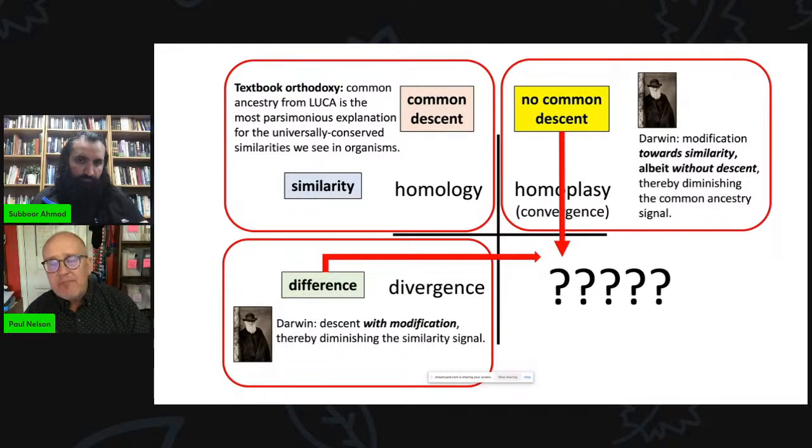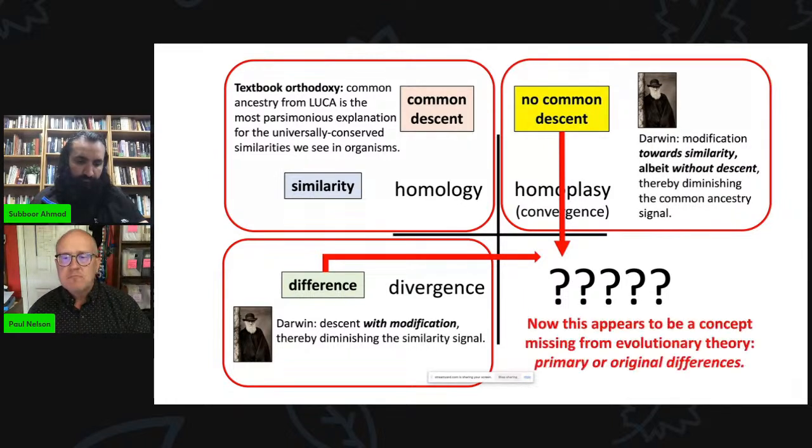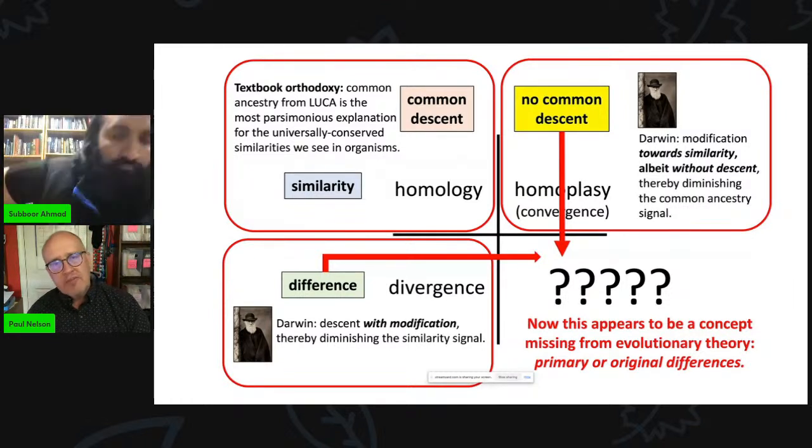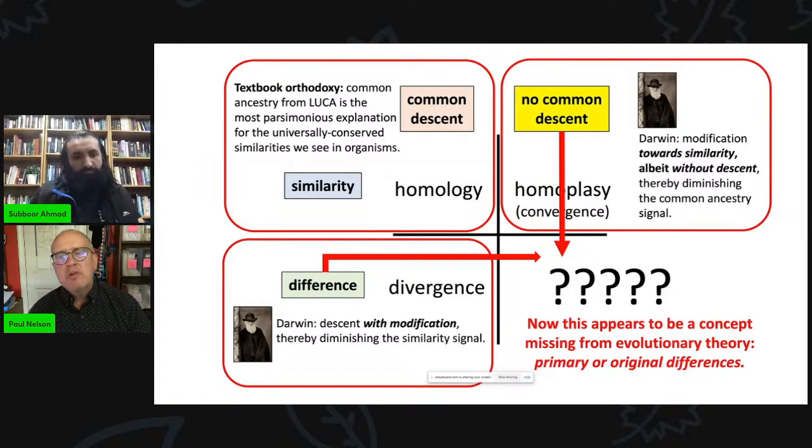Now, this is a difficult question to answer, I think, for many evolutionary biologists. It was a difficult question to answer for me as a student of evolution. This concept appears to be missing from evolutionary theory. And let's give it a name. We'll call it primary or original differences, where you do not have common descent and you have differences that are present at the start. They do not arise via divergence from common ancestry, because there is no common ancestry at this point.